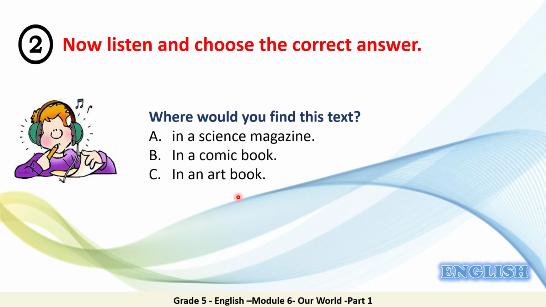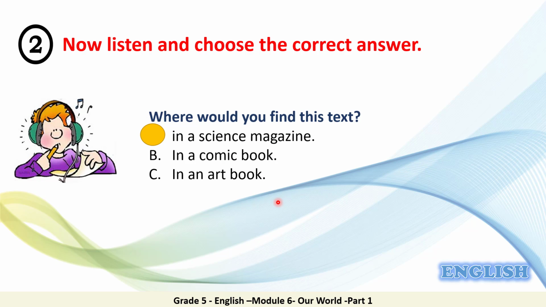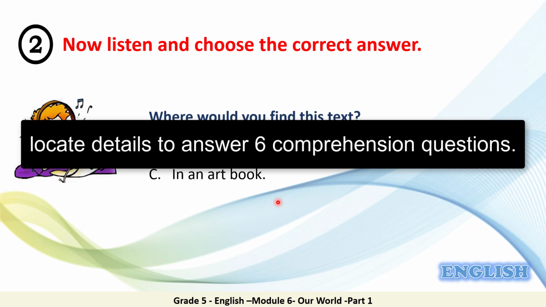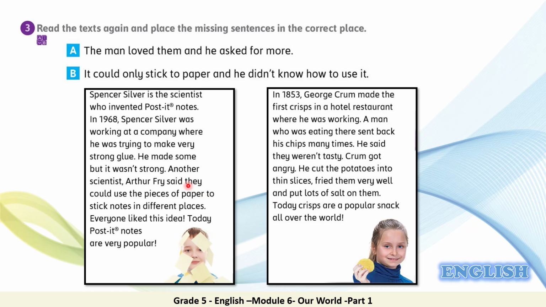Since the text is talking about inventions, we would read it in a science magazine, right? This is the correct answer. Now we have achieved the second objective, the main idea of the text. Let's move on to the third objective: locate details to answer 6 comprehension questions. That means we're going to read the text now.